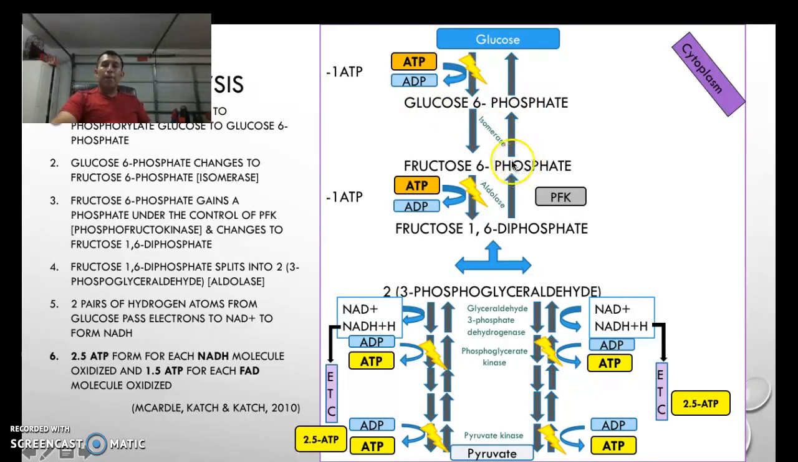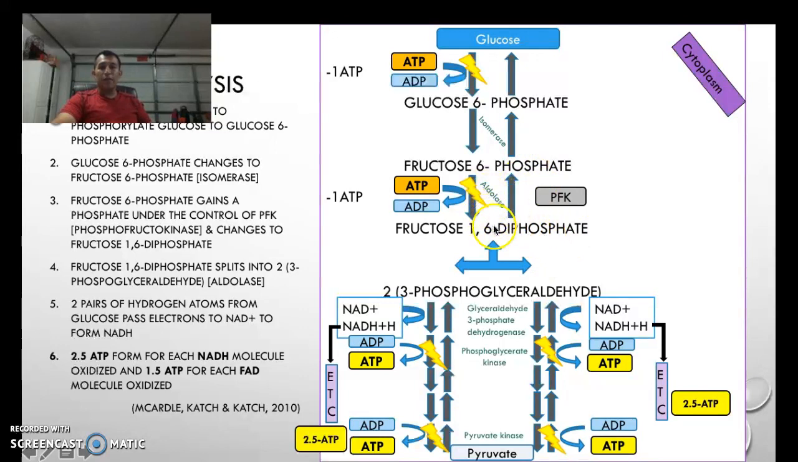Isomerase, this enzyme, comes in and turns glucose 6-phosphate into fructose 6-phosphate. And then again here, fructose 6-phosphate gains a phosphate under the control of phosphofructokinase, also known as PFK, and changes fructose 6-phosphate into fructose 1,6-diphosphate. The di means that now there are two phosphates that were just created.